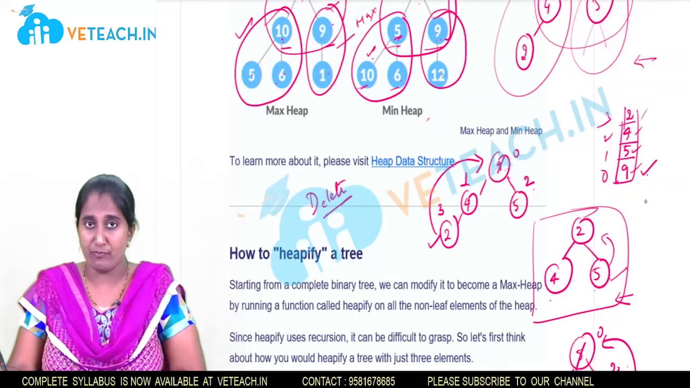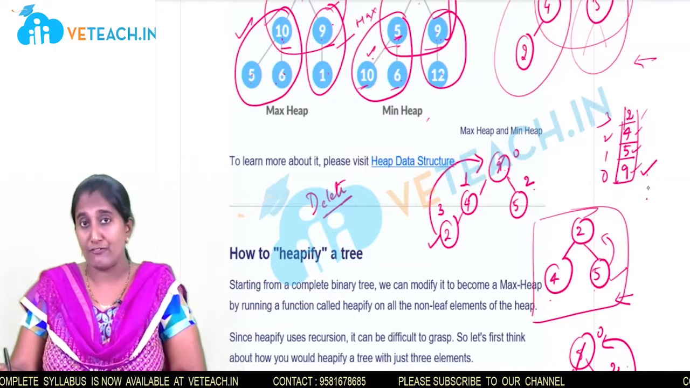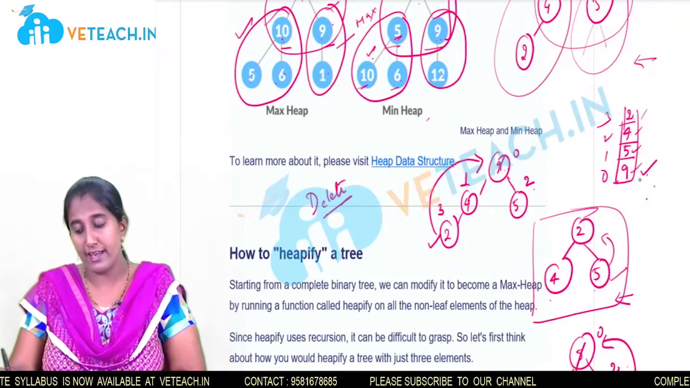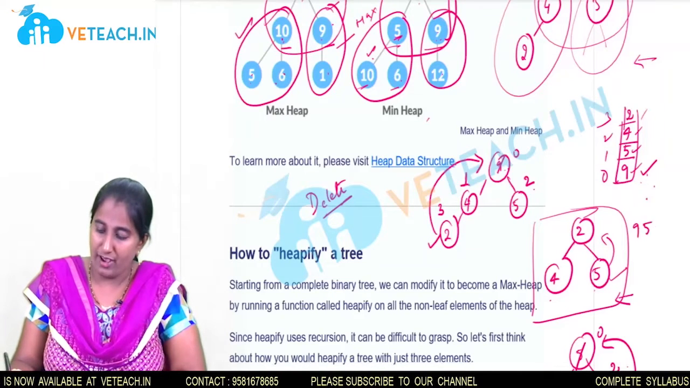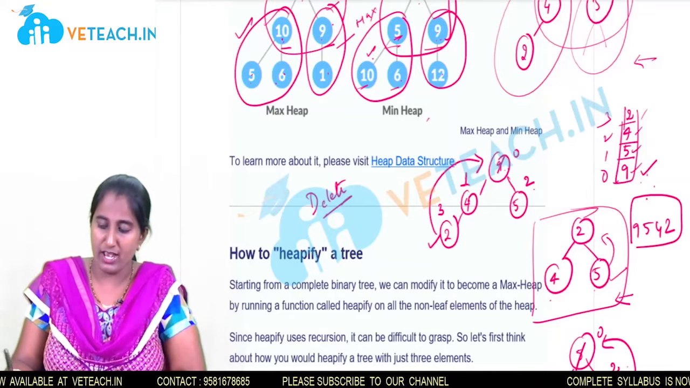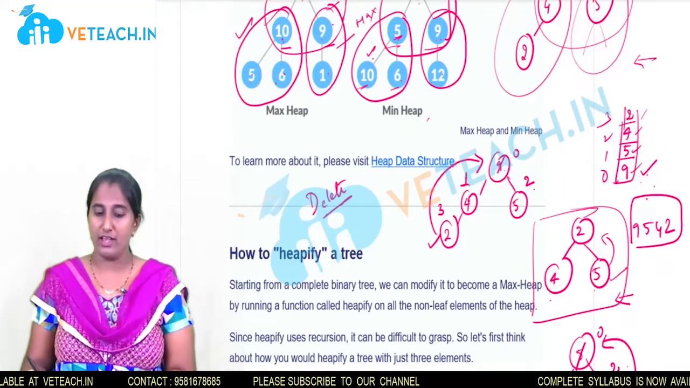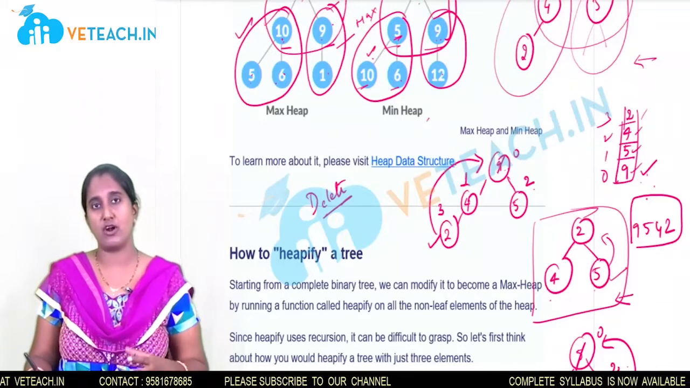Why? Because I have followed the max heap property. If I follow the min heap property, then the elements will be in ascending order. Either way, it is a sorted order. This is how heap sort works.